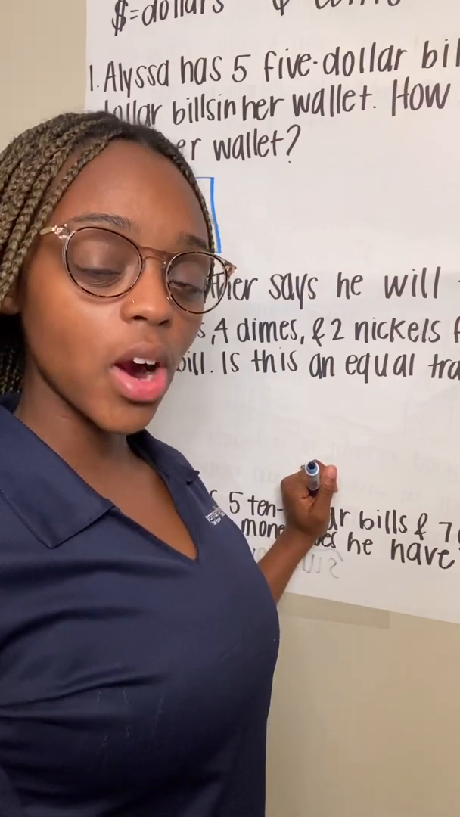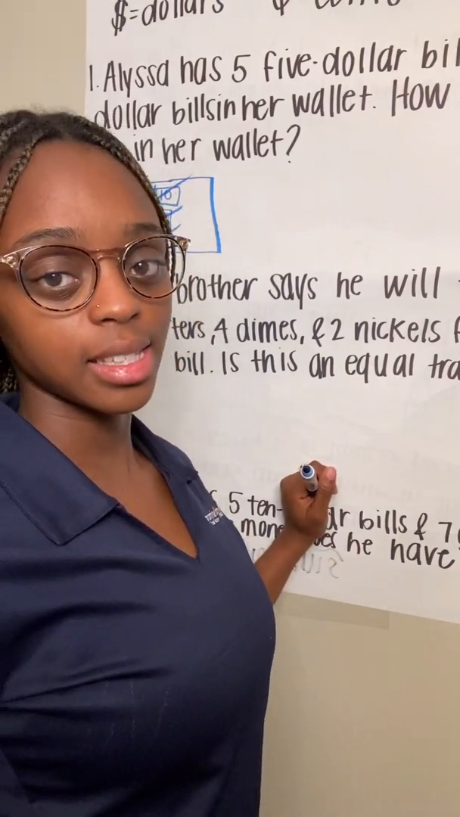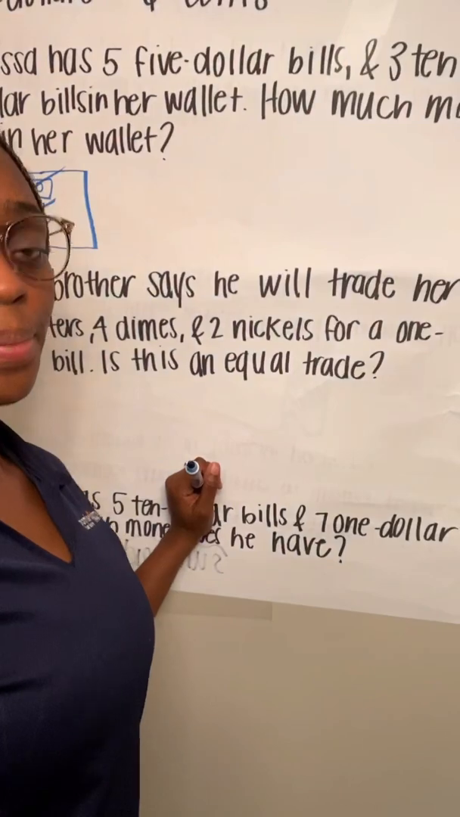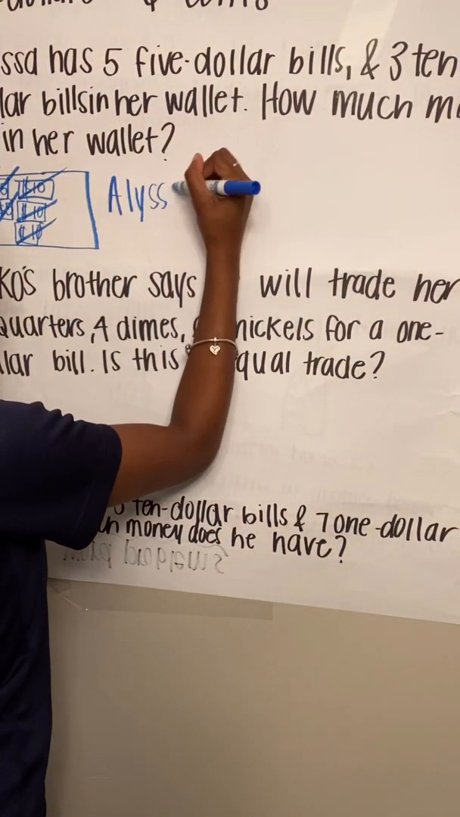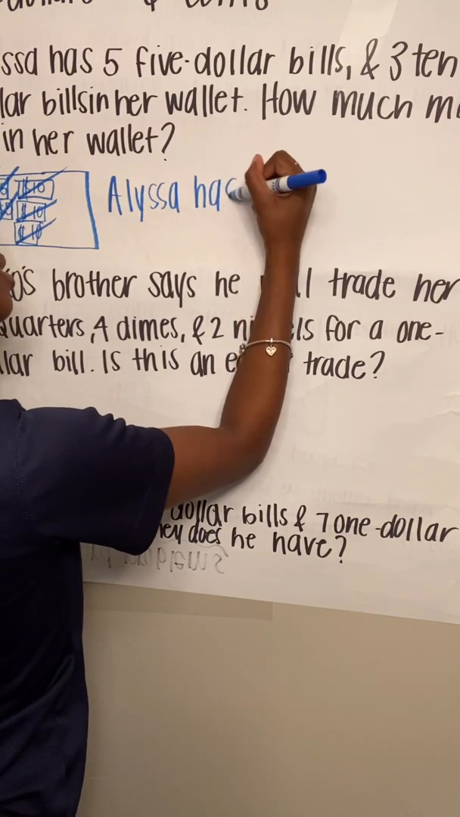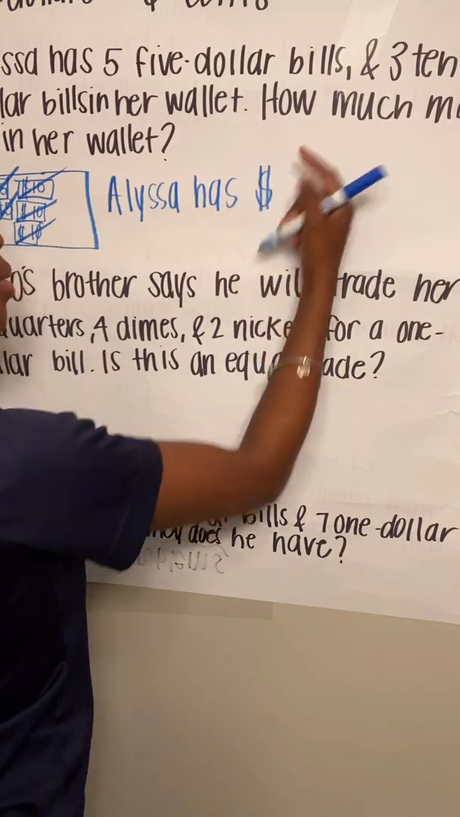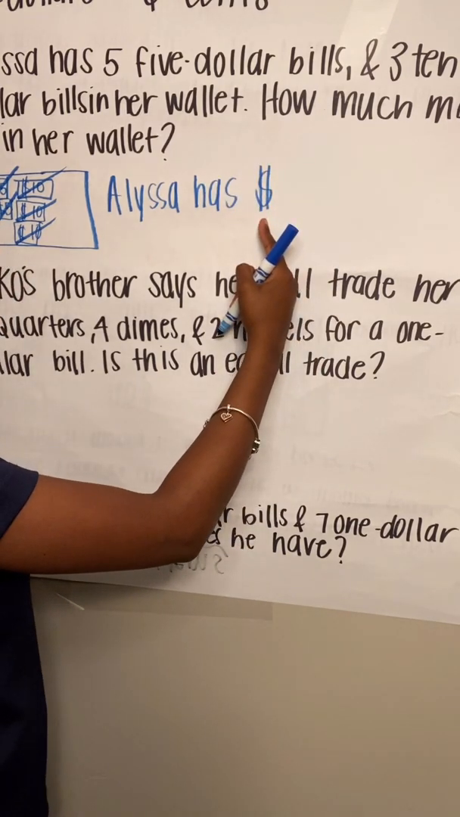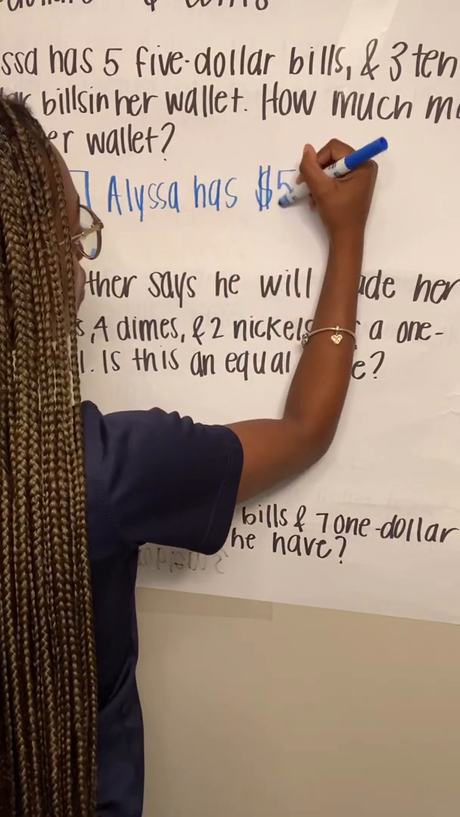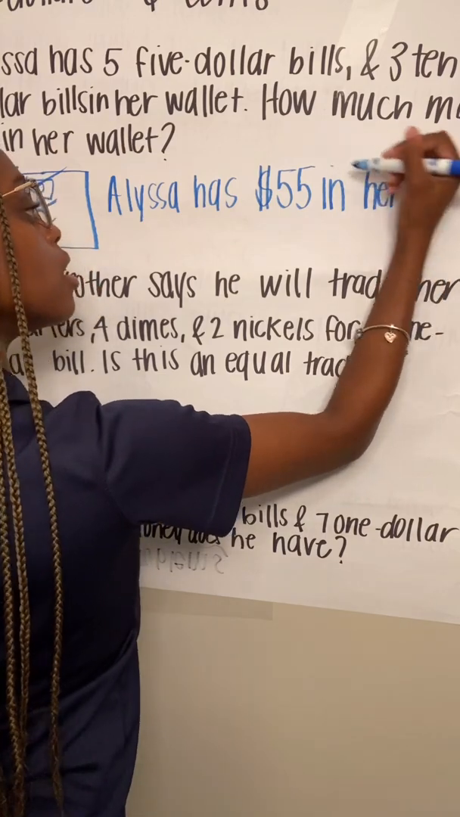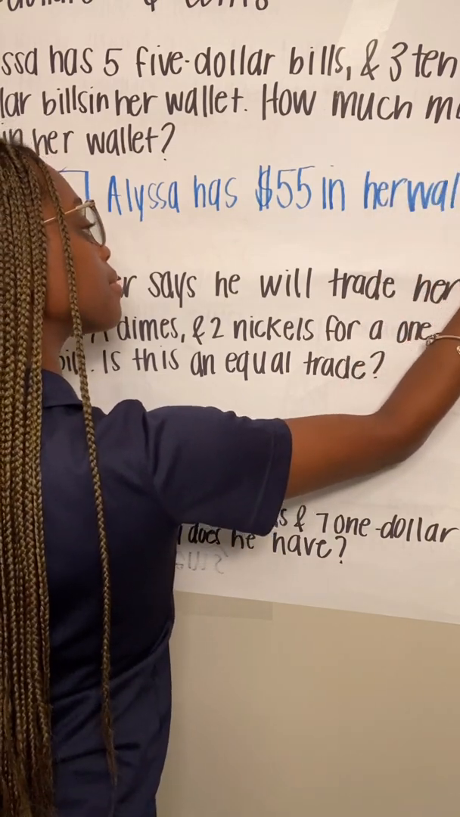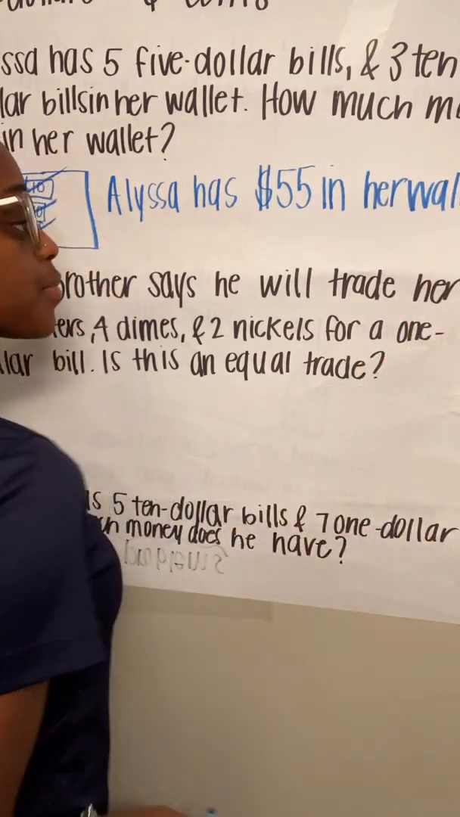The last step of RDW is writing a sentence. So that's exactly what I'm going to write. Alyssa has... Notice how I wrote my dollar sign first. That way I know that it's dollars. $55 in her wallet. Give yourself a kiss on the brain if you did it with me.